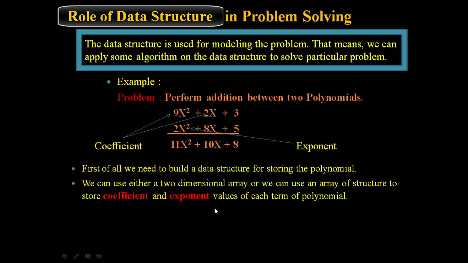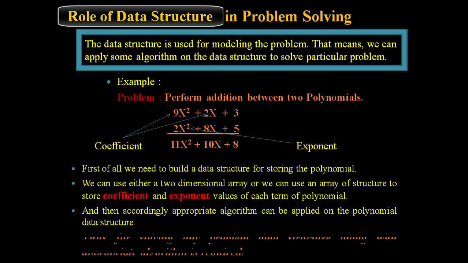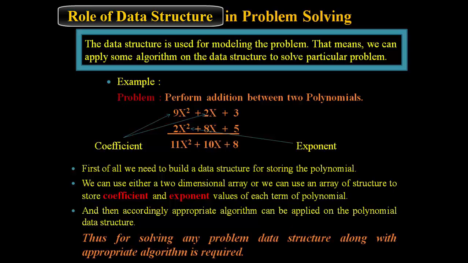So here a data structure is needed to store both polynomials, and then we can apply an algorithm to find the addition between them. This is the role of data structure in problem solving. Simply, we can say that for solving any problem, a data structure along with the appropriate algorithm is required.